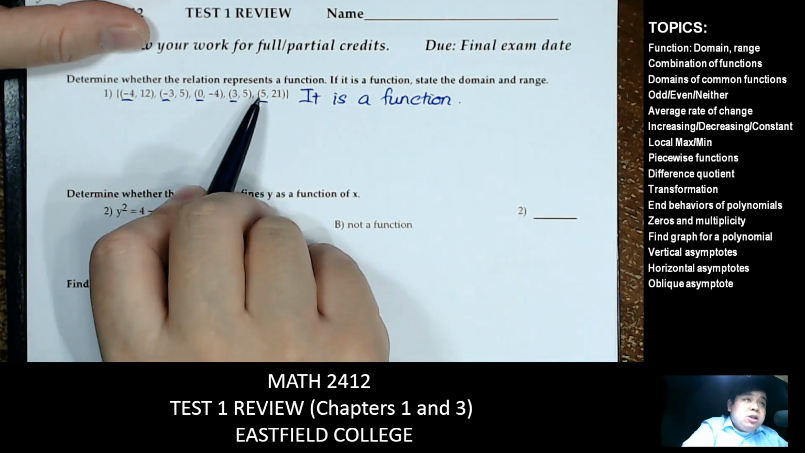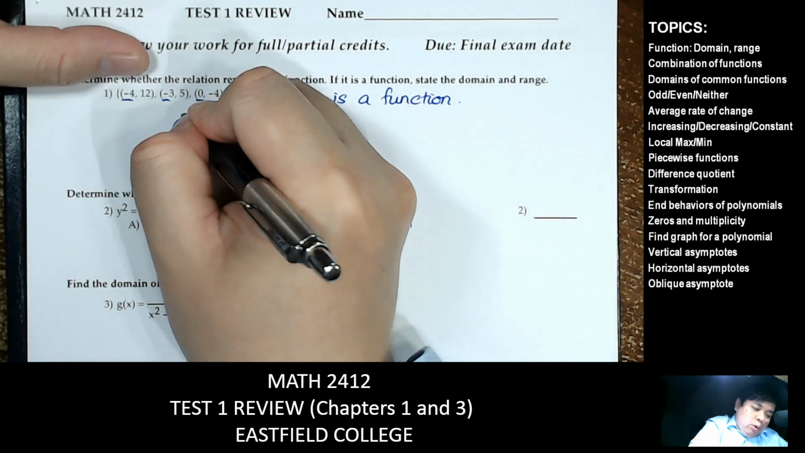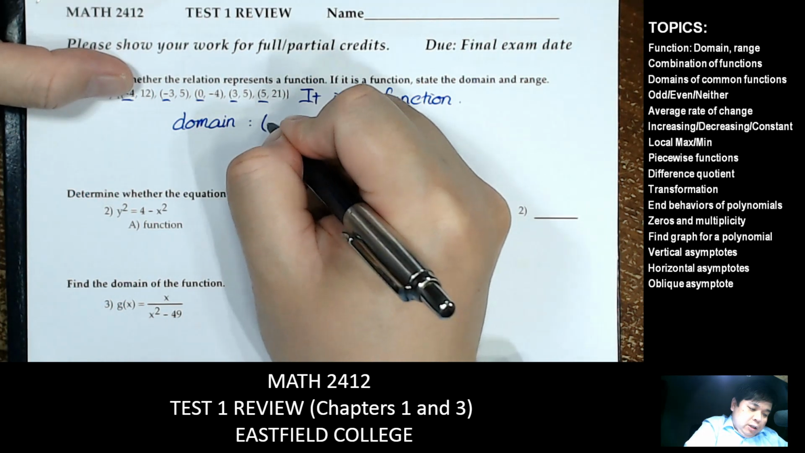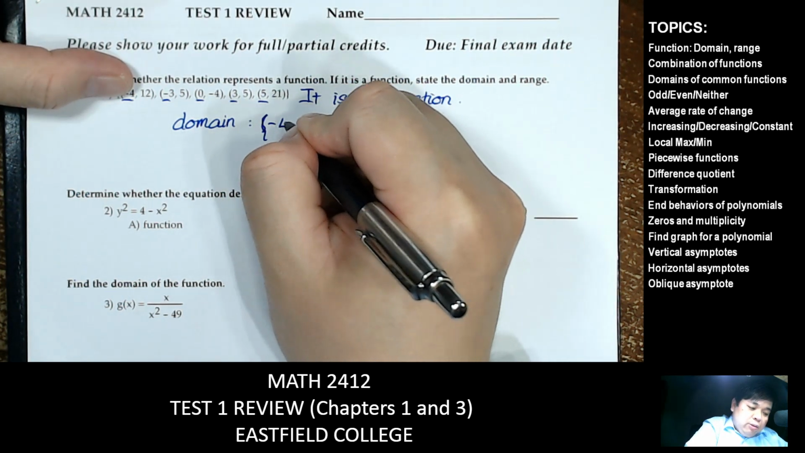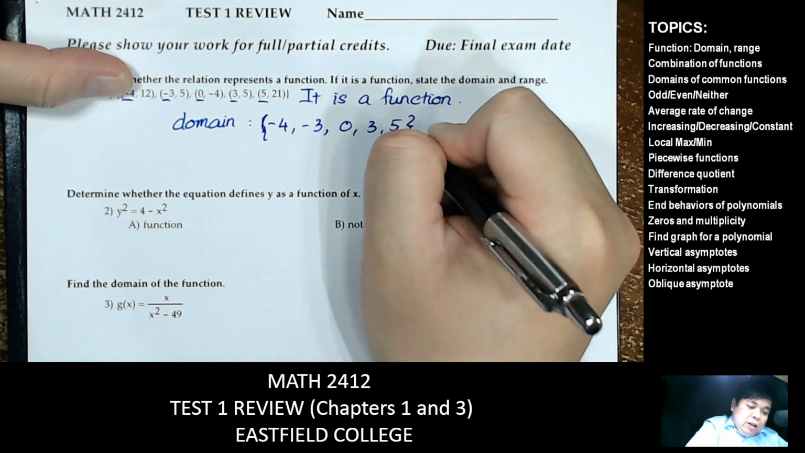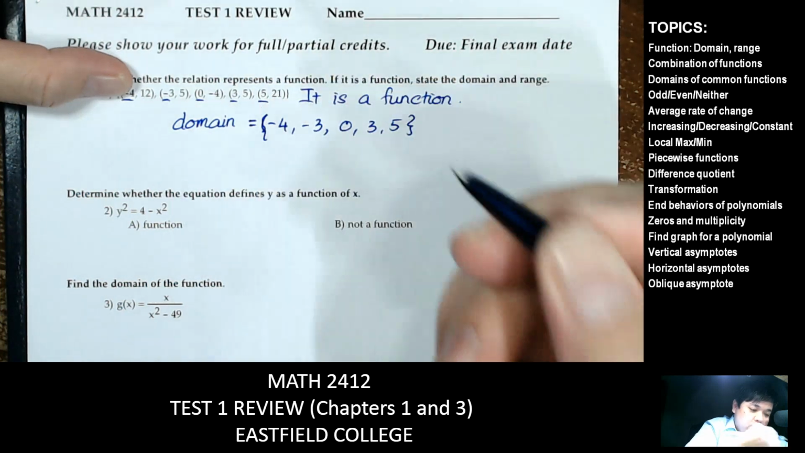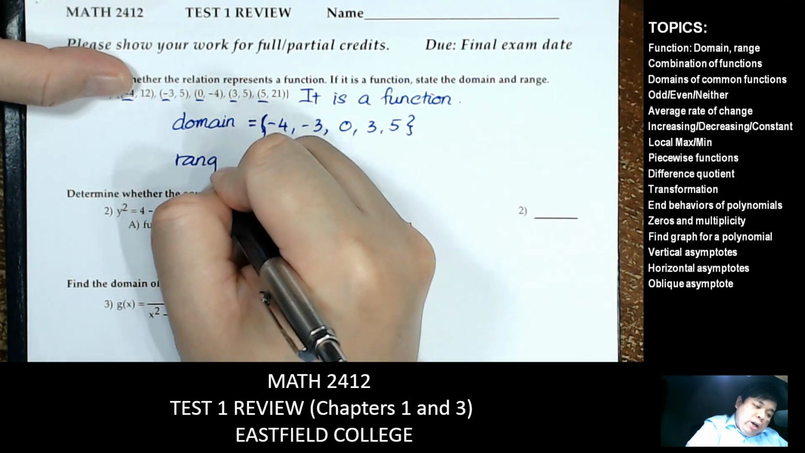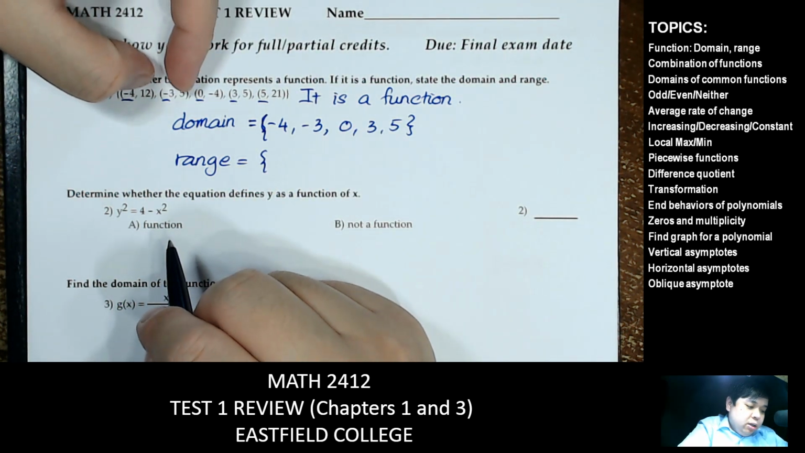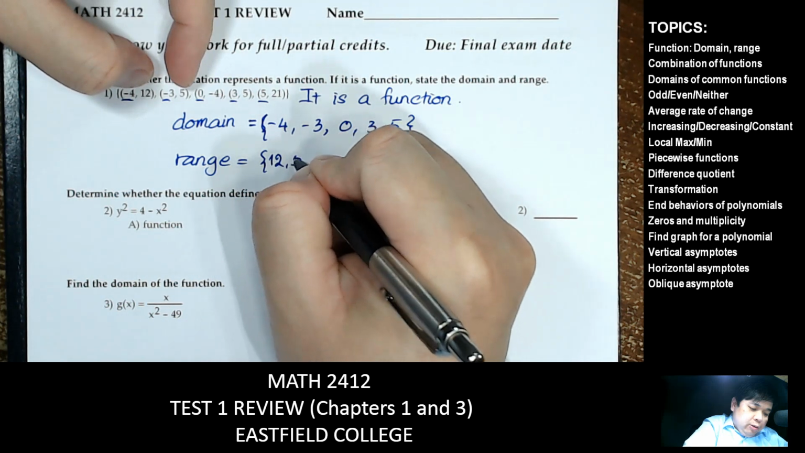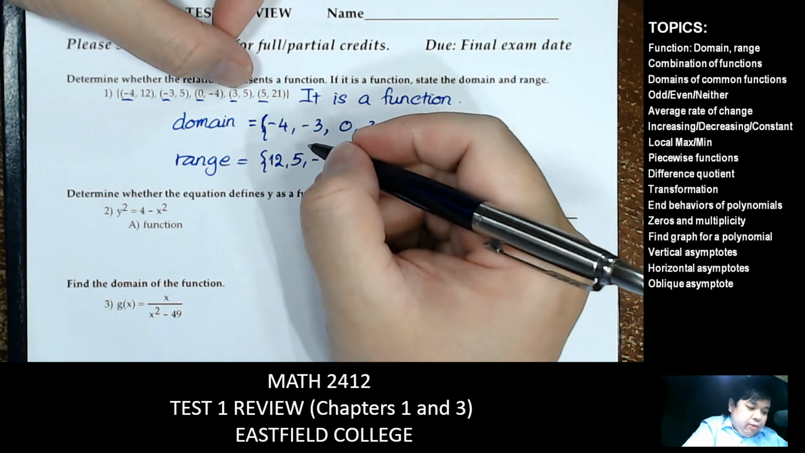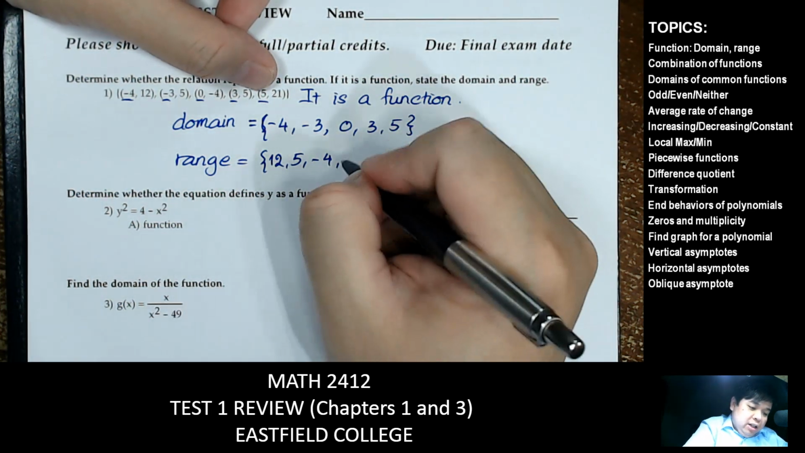All of the first components are different, so we write out the domain as a set: {-4, -3, 0, 3, 5}. As a set, we can write the equal sign also. And then the range, the set of the second components: 12, 5, -4. Already have 5, so we don't need to list it again, and then 21.